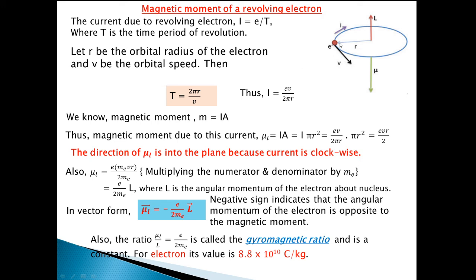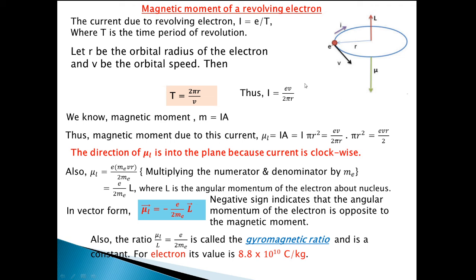If r is the orbital radius of the revolving electron and v the orbital speed, then the time period is 2 pi r by v. So I equal to e v by 2 pi r. Now earlier we have already discussed magnetic moment, M equal to I A.